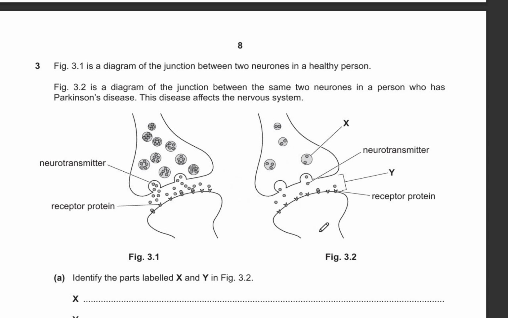In the same way, we have the same neurons in figure 3.2, but the vesicles containing neurotransmitters are very few, and the release of neurotransmitters is very low. As a result, the binding of the transmitters to the receptors is also very low, right? They're asking us to identify the parts labeled X and Y.